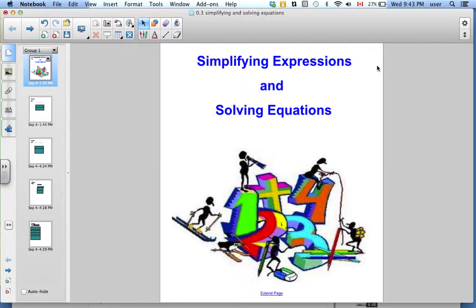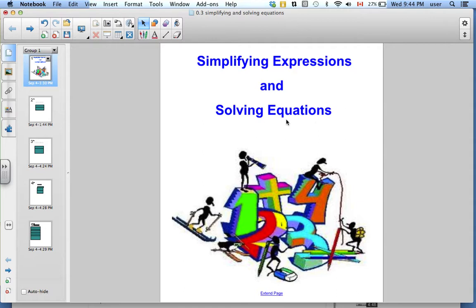Hey guys, so today we're going to be doing simplifying expressions and solving equations. So first thing we're going to have to do is talk about what an expression is. An expression is a bunch of terms. They could be 3y plus 2x minus 3, and what we have to do is simplify that. This expression doesn't have an equal sign, so that's the difference between an expression and an equation.